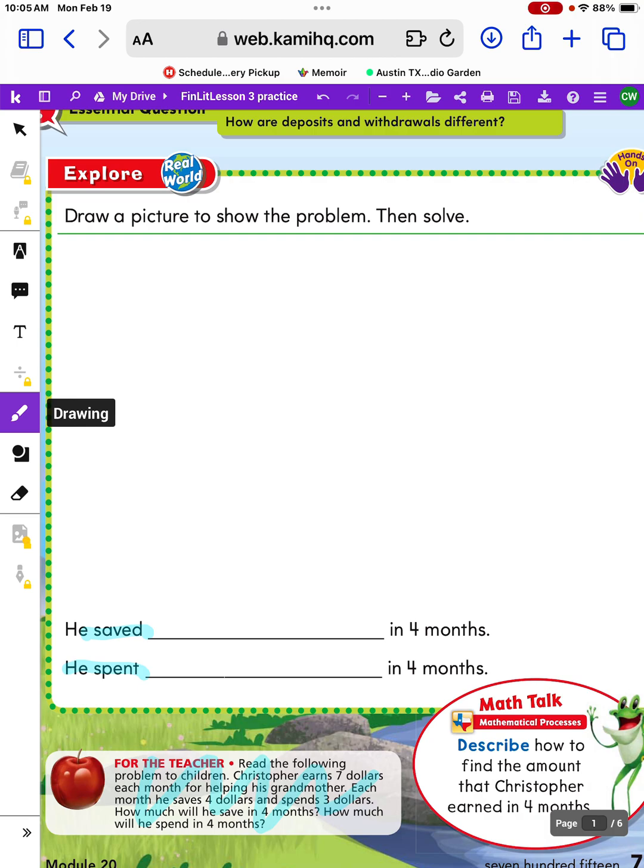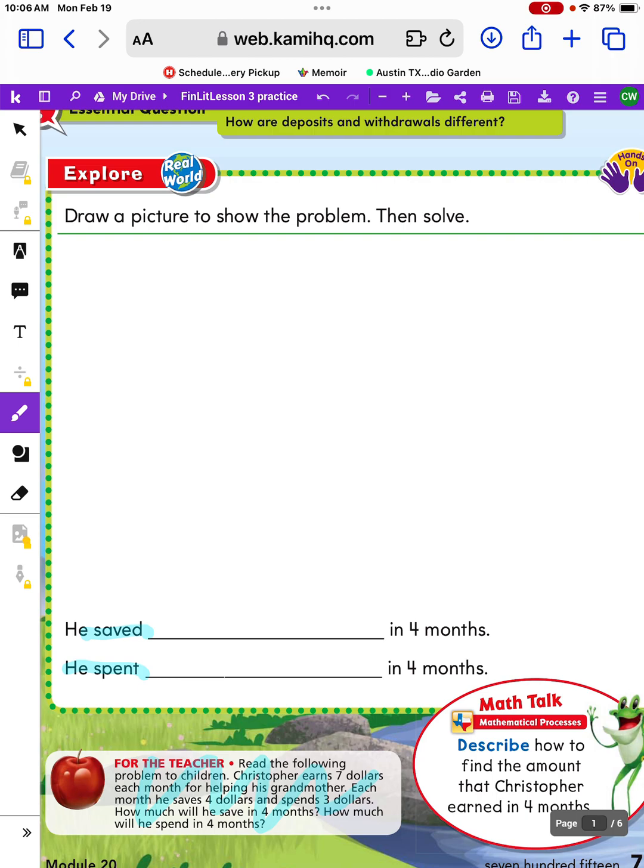Okay, Christopher earns $7 each month for helping his grandmother. Each month he saves $4 and spends $3. How much will he save in 4 months? How much will he spend in 4 months? Okay, so just like we were talking about in the last one, we're starting our multiplication with knowing that it's basically the same as repeated addition.